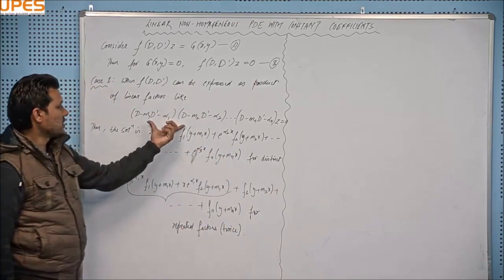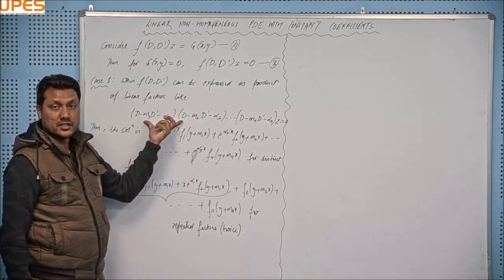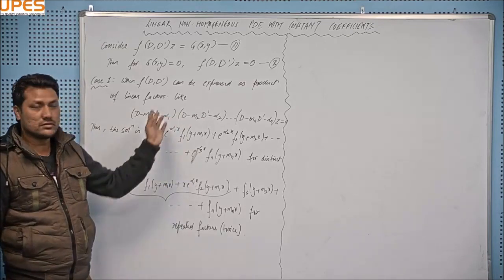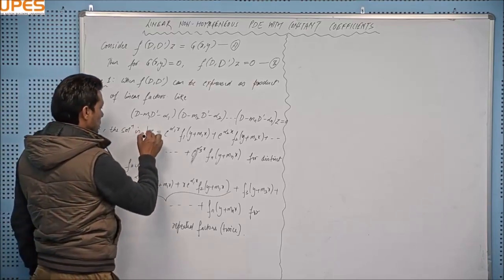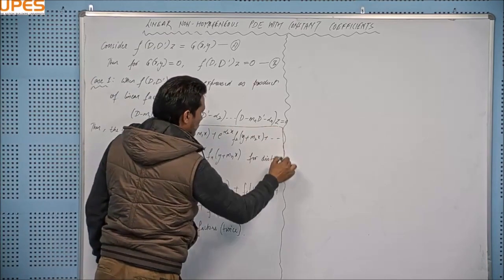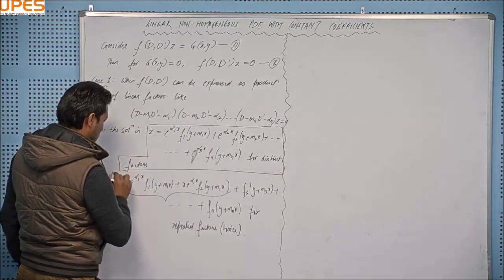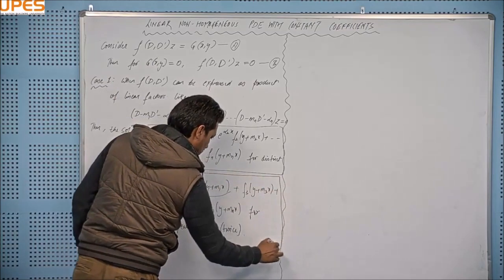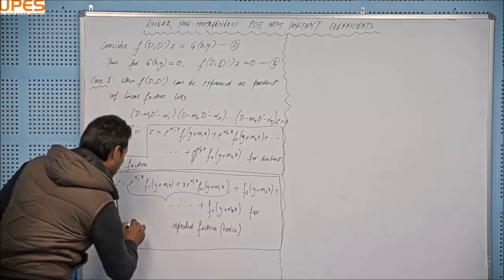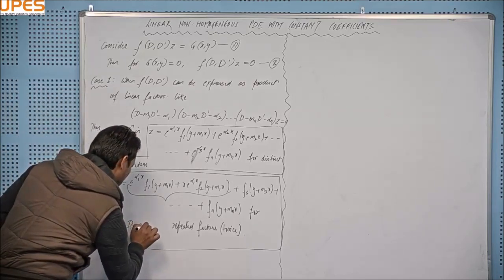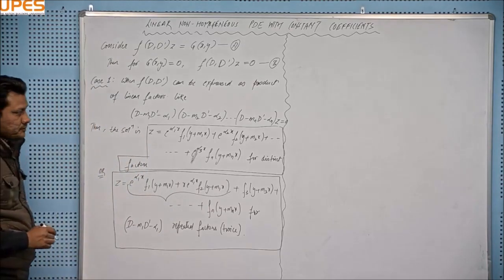Repeated factors twice means I have written this solution for only repeated factors, this factor being repeated twice. You can generalize it for repeating it thrice and so on. So I will put a box on this, which we will be proving, and the second is that, for D minus m1 D dash minus alpha 1 repeated factors twice.